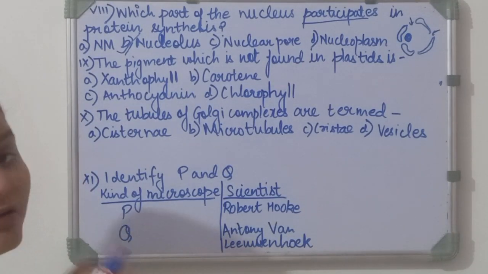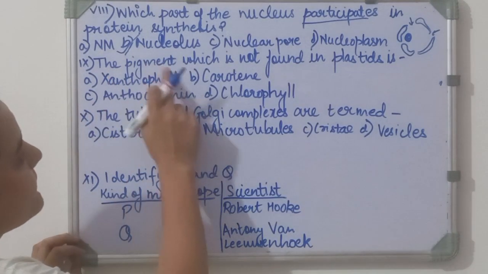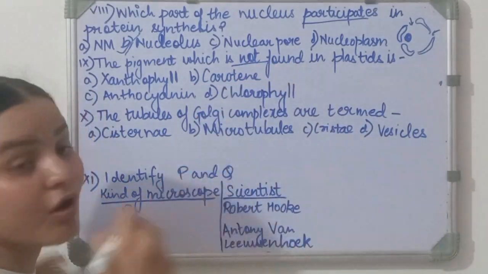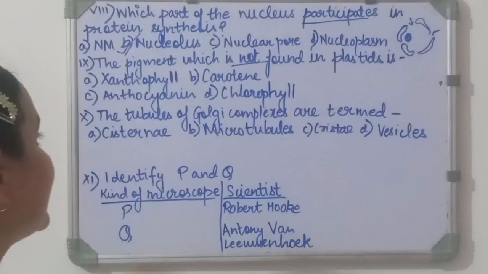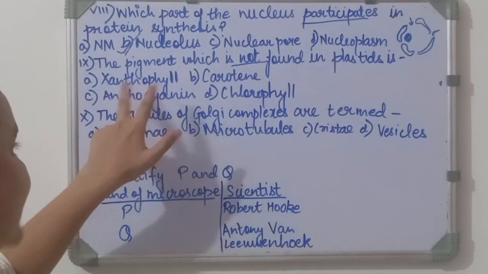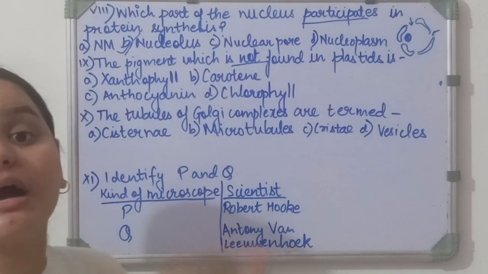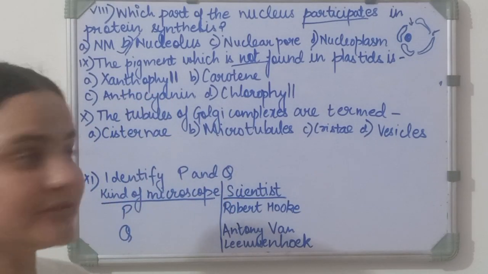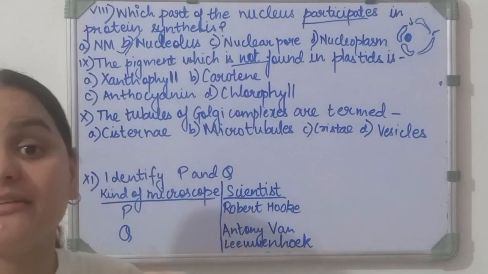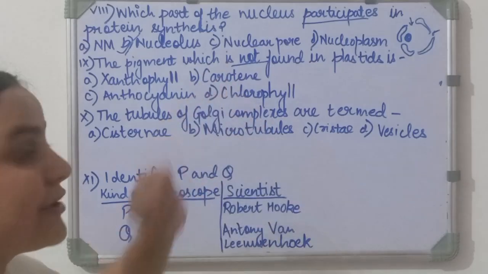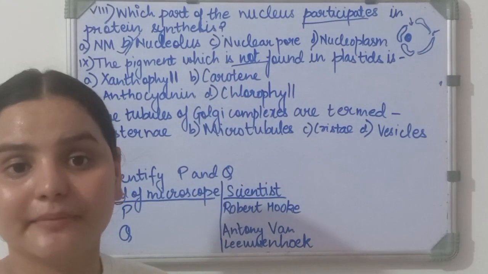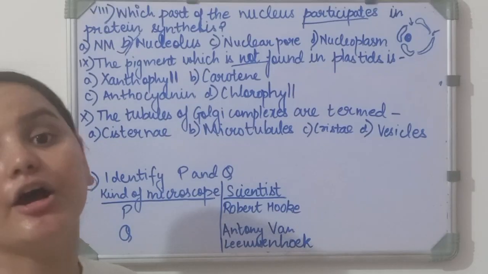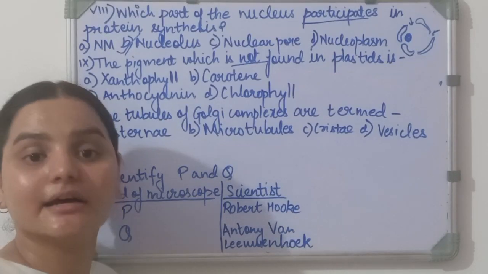Okay, now next question. The pigment which is not found in plastid, it is asking not found in plastids. Okay, xanthophyll. Xanthophyll, it is a yellow colored pigment and it is found in plastids. Okay, and that plastid is chromoplast. This carotene, it is orange red pigment. It is also found in plastid, and that plastid is again a chromoplast because they are colored plastids.